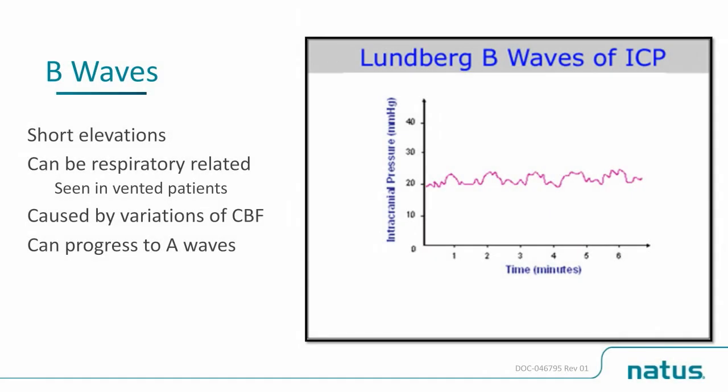Lundberg B waves represent a shorter cycling of ICP. At the bedside, you'll see a small increase in ICP that will remain elevated just a couple of minutes and then go back down to the baseline ICP. And this cycle will happen faster than your A waves. B waves can be a normal response to respirations or variations in cerebral blood flow. We can see these B waves in vented patients and patients with sleep apnea. It is important to note that these waves can eventually progress into A waves. When this happens, you will see a more profound elevation that will last for a longer period of time.